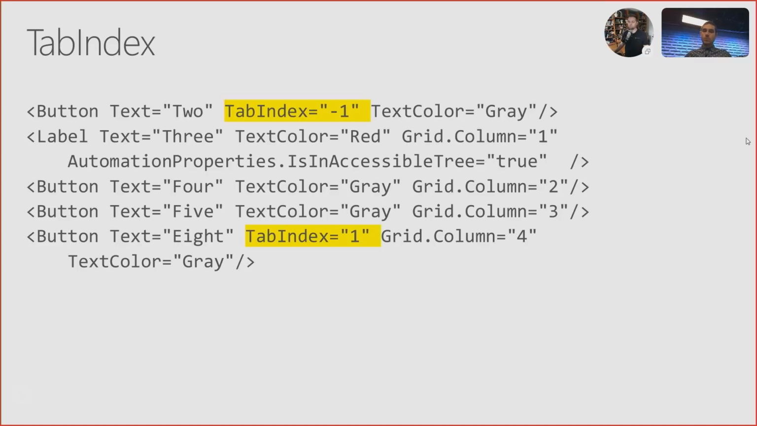So tab index, very straightforward, but as a screen reader parses through the visual tree, it needs to know in what order to read things, and also needs to know which things should not be read. So there are different ways of doing that. There's the automation properties in accessible tree, as you see on the third line there. But then tab index gives you the ability to have, I believe it's a zero-based index, but regardless, you can throw negatives on there and it will move things to the front of the line. So common in other platforms as well, and now you can use that in Xamarin.Forms.